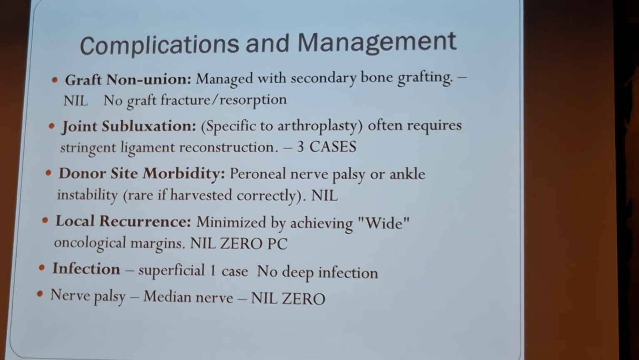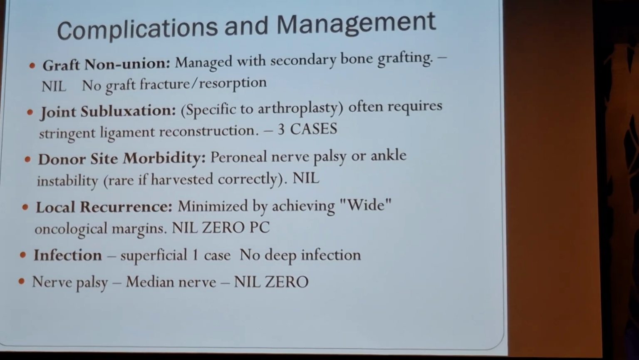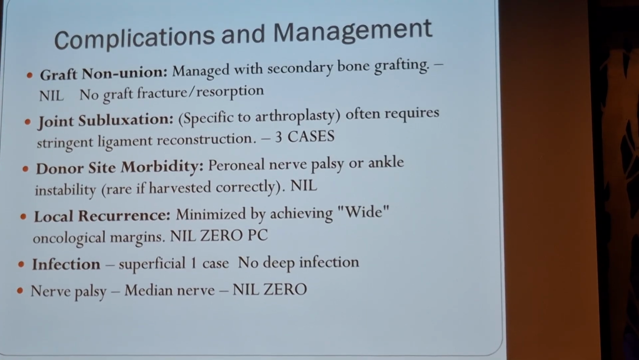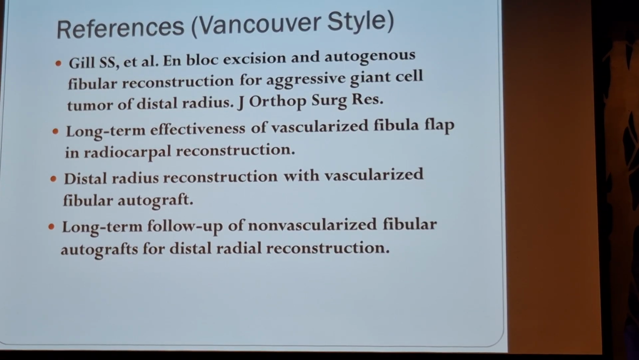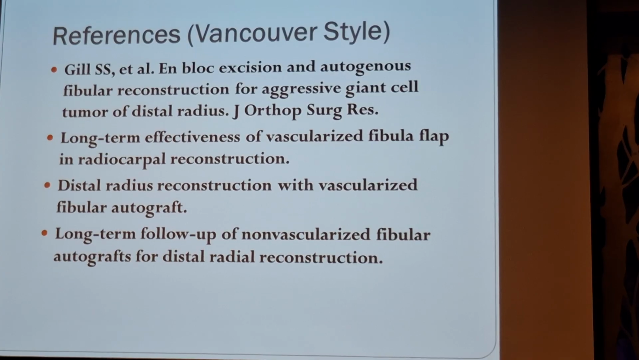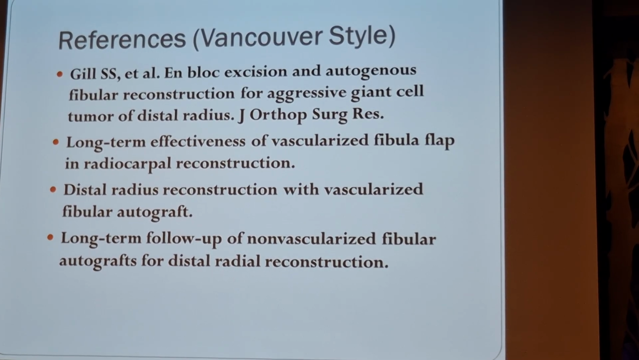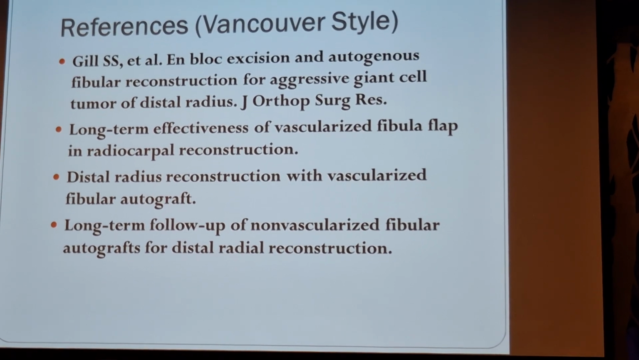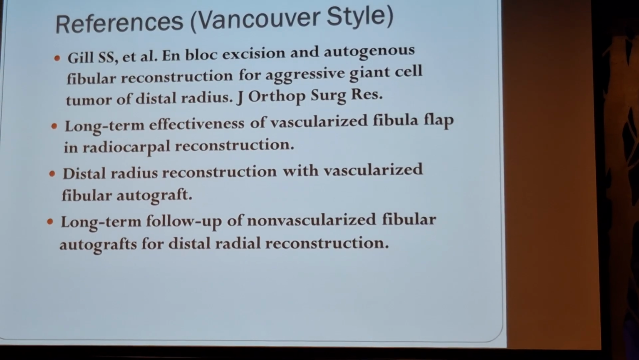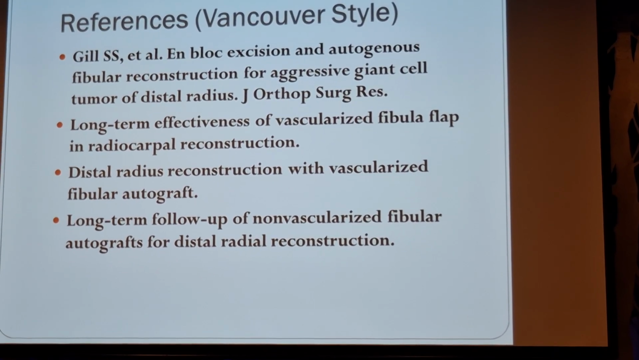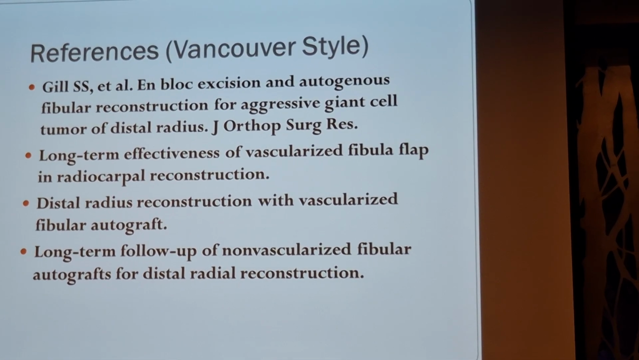No local recurrence, minimized by achieving wide oncological margins. So there was no recurrence. Infection in only 1 case, having chronic addiction, which healed by removal of the implant. No nerve complications. These are the references by Gill, SS, and Block: Excision and autologous fibular reconstruction for aggressive giant cell tumor. Long-term effectiveness of the vascular flap in radial reconstruction, and distal radius reconstruction with vascularized fibular autograft is equally and perhaps better helpful. Long-term follow-up of non-vascularized fibular autograft for distal radius reconstruction is advisable.